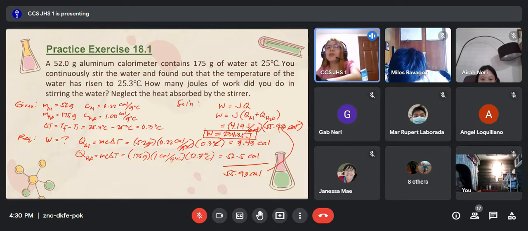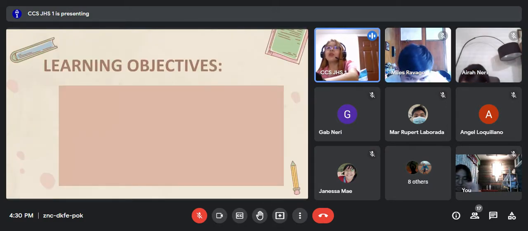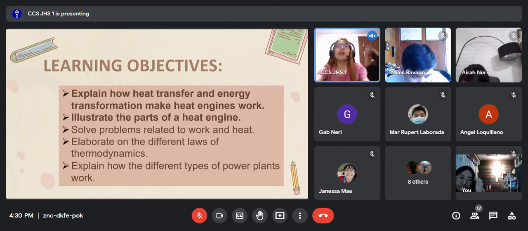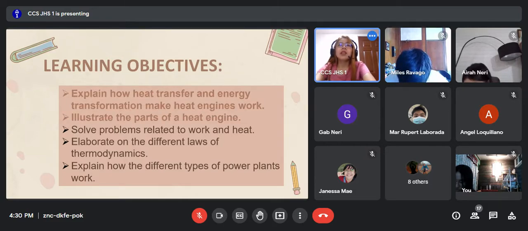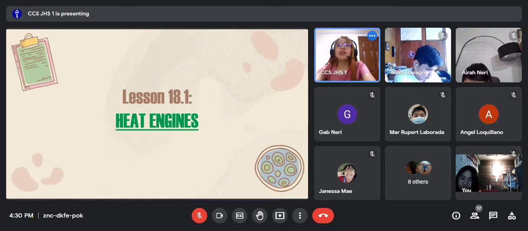Okay, let's proceed. We're done with practice exercise 18.1. Let's proceed to our new topic for this afternoon. By the way, the learning objective is to explain how heat transfer and energy transformation make heat engines work, and then illustrate the parts of a heat engine. This is the lesson under 18.1, and it's about heat engines. Go to page 422 of your science textbook.